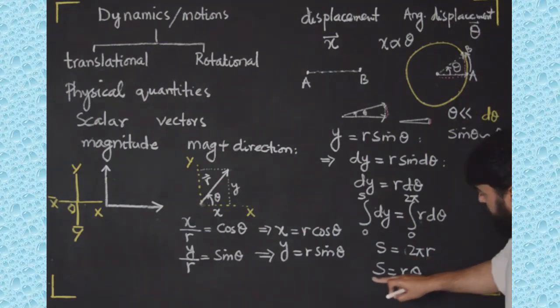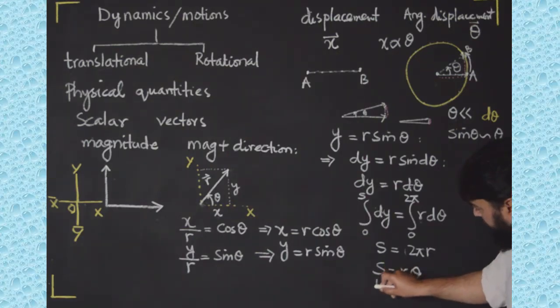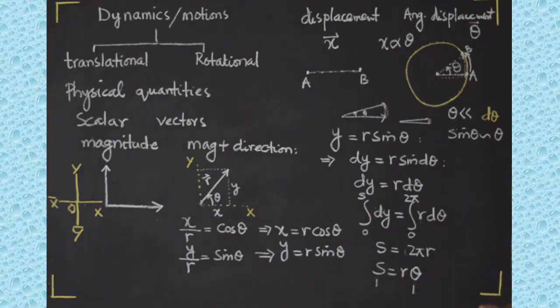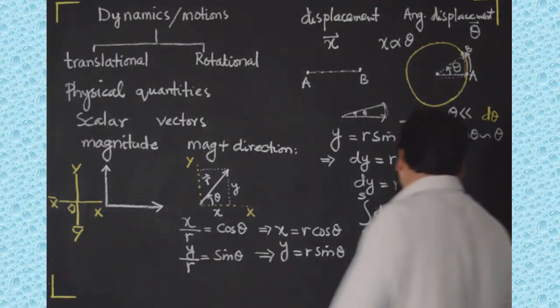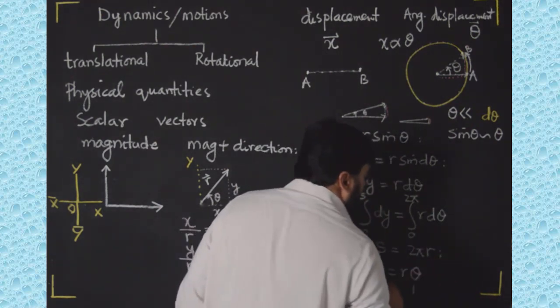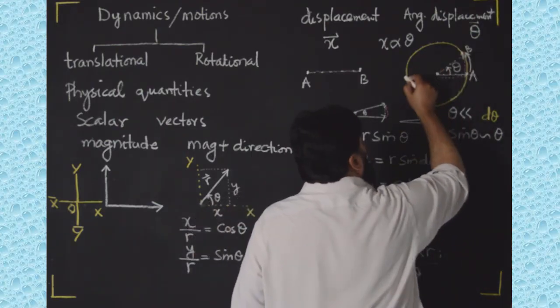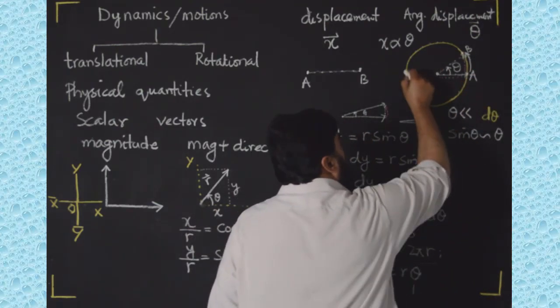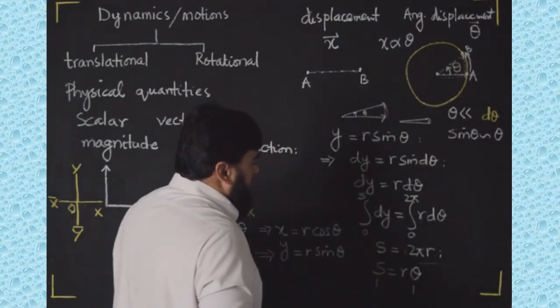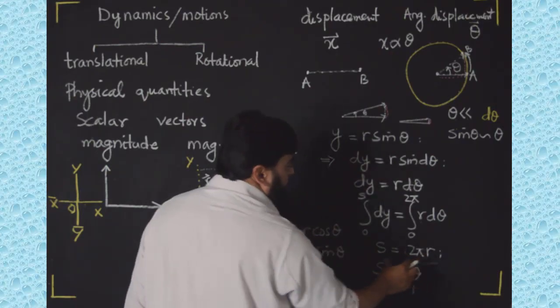This is the linear displacement and this is the angular displacement. So the linear and the angular displacement are related by just multiplying with the radius, which we will later call the moment arm. So s is equal to r theta. And this is what we call the circumference. The circumference is from here to here, the whole perimeter of this circle, and this will be equal to 2 pi r.